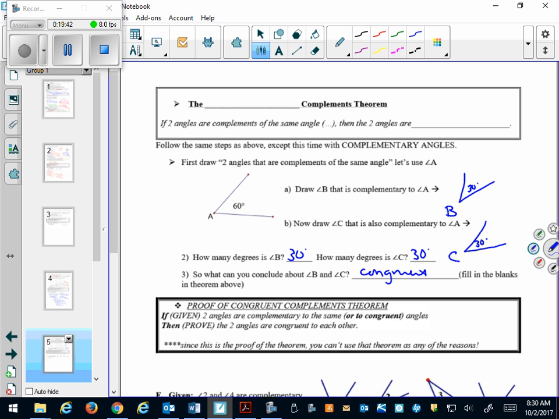So this theorem is called the congruent complements theorem. And it says pretty much the same thing as the congruent supplements theorem, except with complementary angles instead. So two angles, complements of the same angle. Again, there's this little dot, dot, dot. Or of congruent angles, right? Then the two angles are congruent.